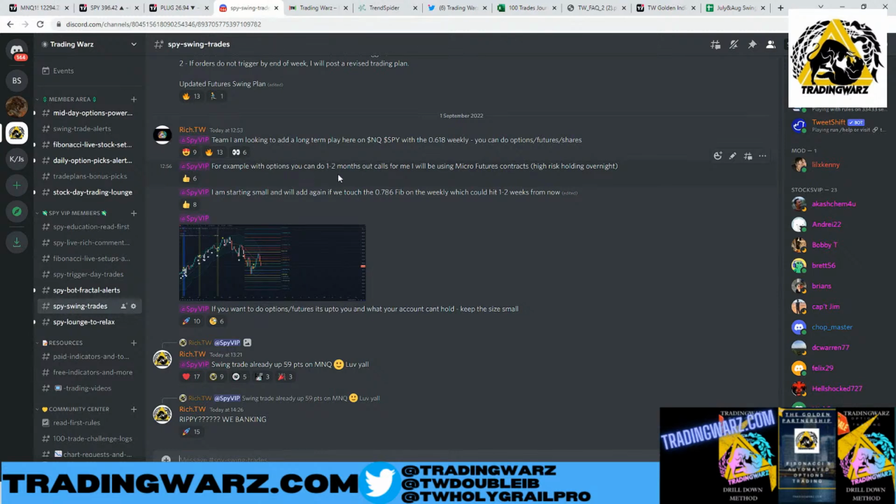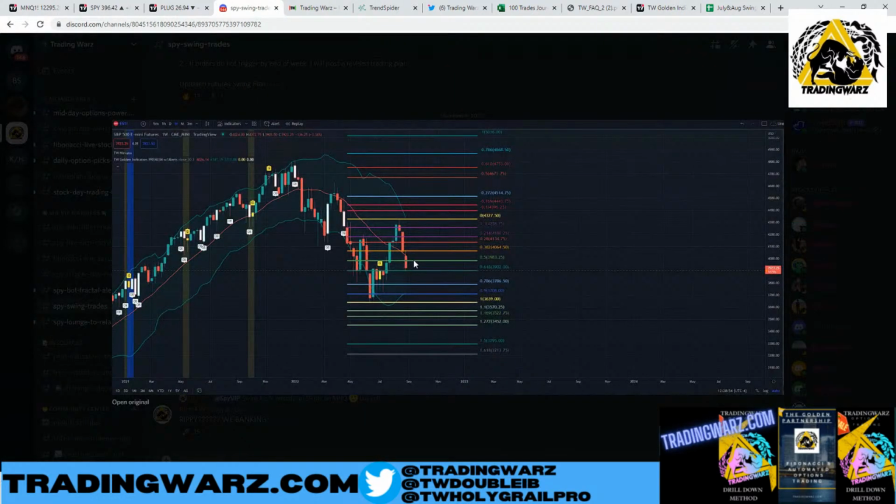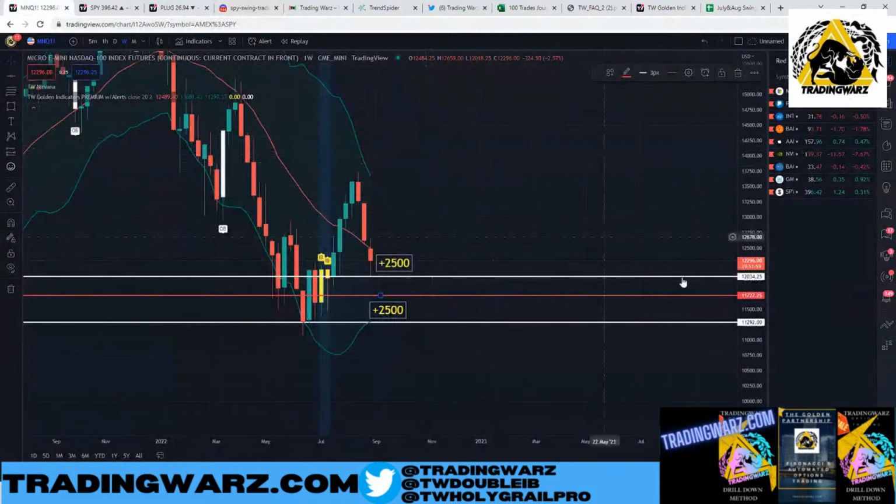So for example, you can do 1 to 2 months out. I will be using micro futures contracts. So I use micro futures contracts, and this is how the chart looked at the time on the 618. All right. So if I go right now, the market is live.